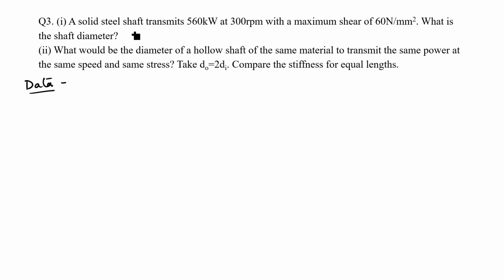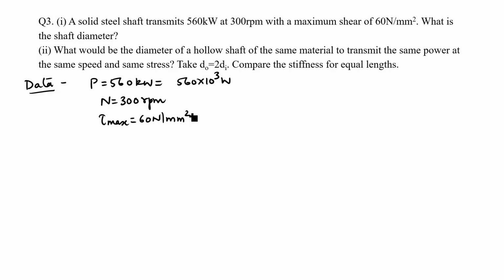A solid steel shaft transmits 560 kilowatt. So the value of P is given as 560 kilowatt, which is 560 into 10 raised to 3 watt at 300 rpm. So speed is given as 300 rpm with the maximum shear stress, so tau max is given as 60 Newton per mm square. What is the shaft diameter? So I need to find, for the first case, the value of diameter.